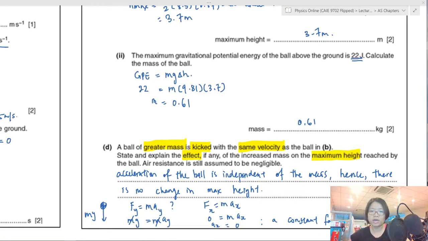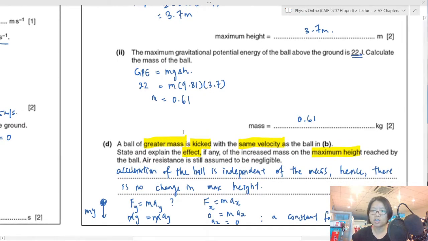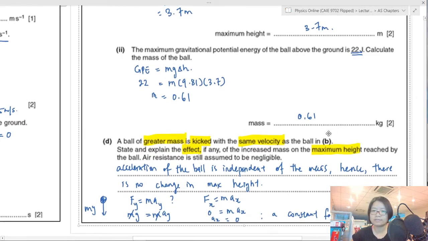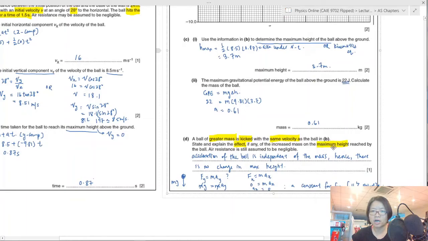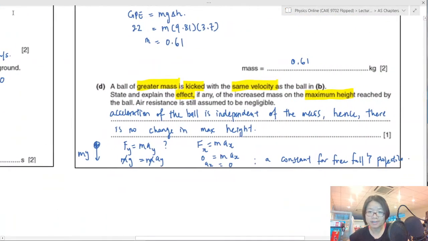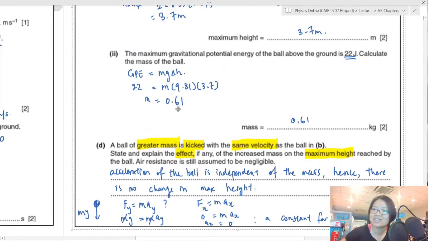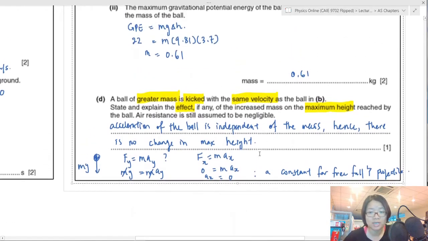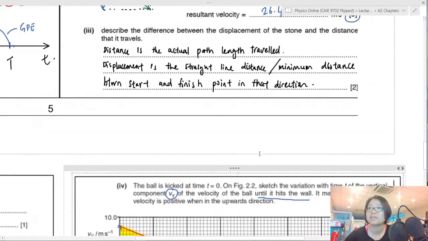In fact, your acceleration is always constant for free fall and projectile. Doesn't matter what context it is, as long as there's no air resistance, your acceleration is constant for free fall and projectile. It's kind of tricky. They purposely ask you to find GPE here just to mess with you. They'll be thinking, hey, you look at this person, maybe the person will be influenced and think that, oh, if m changes, then h will change. Please double check the concept. This is how CIE tests whether you really understand or you can just do calculation.